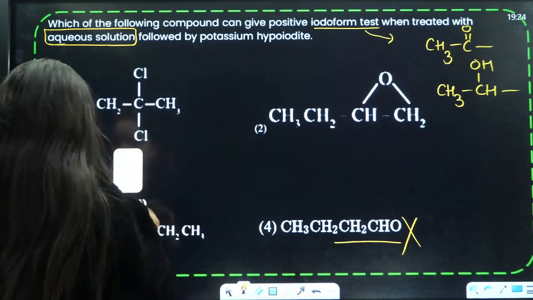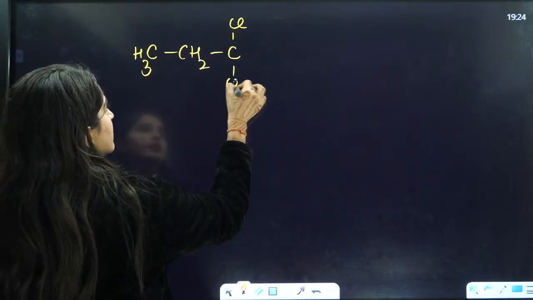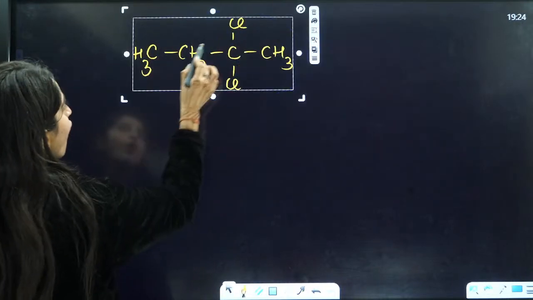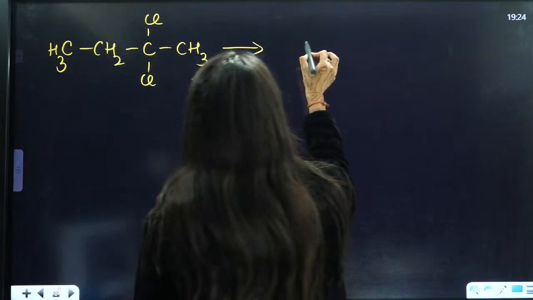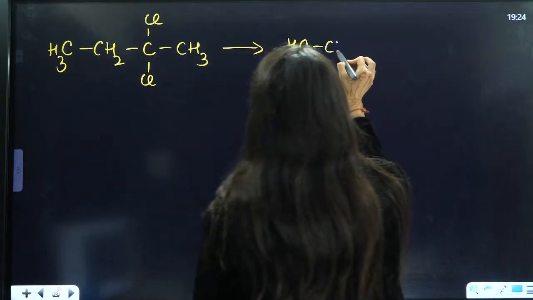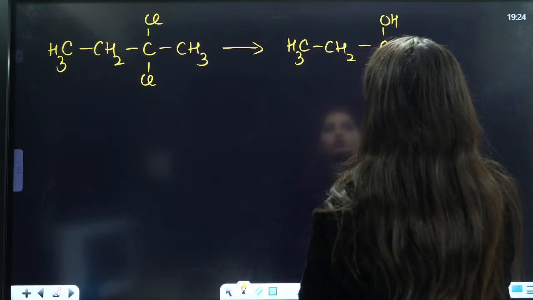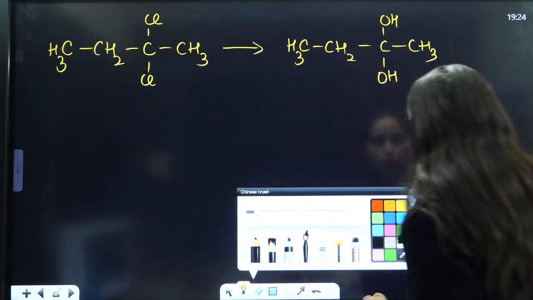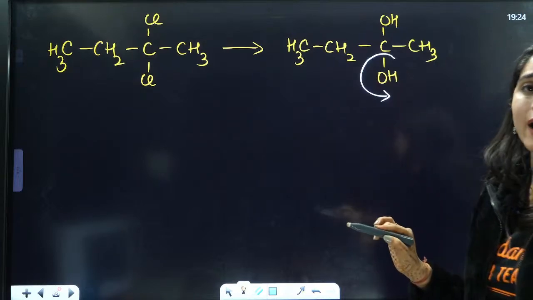Well, I'll just write it on the next page. You have CH3, CH2, CCl, then CH3, right? Now, on adding aqueous base, what will happen? This Cl will be converted to OH, so this is OH, this is also OH, and this is CH3. Once it is converted to OH, because carbon cannot handle two OH, right?